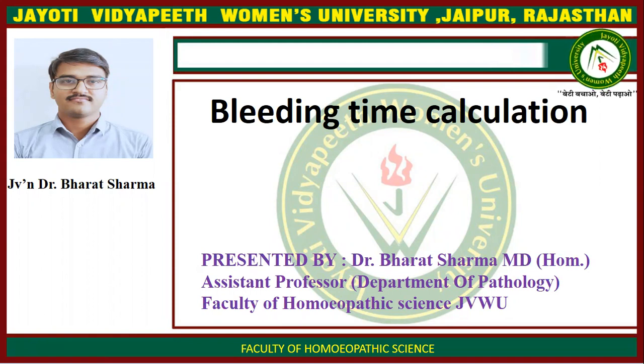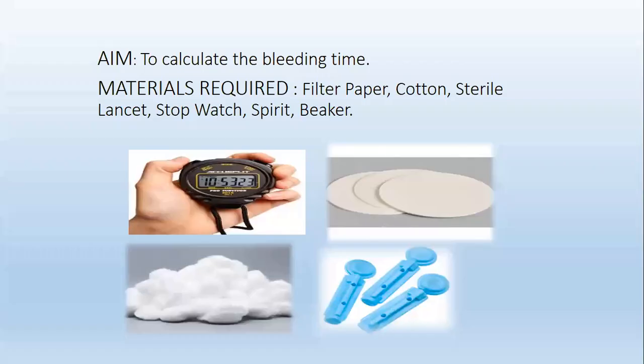In this practical session, we will calculate the bleeding time. Aim: to calculate the bleeding time. Materials required: filter paper, cotton, sterile lancet, stopwatch, spirit, and beaker.